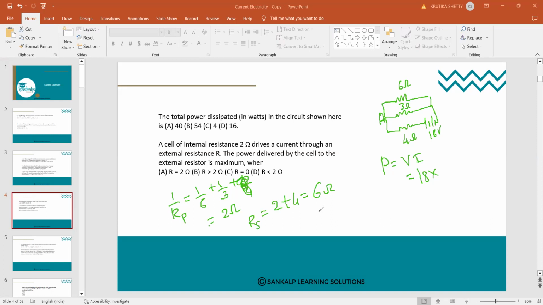ohm. Now current is equal to V by R. Therefore I is equal to 18 divided by 6. So it is 3 ampere. Current is 3 ampere. Okay. Now you can substitute the current value here, 18 into 3. 18 threes are 54 watt.